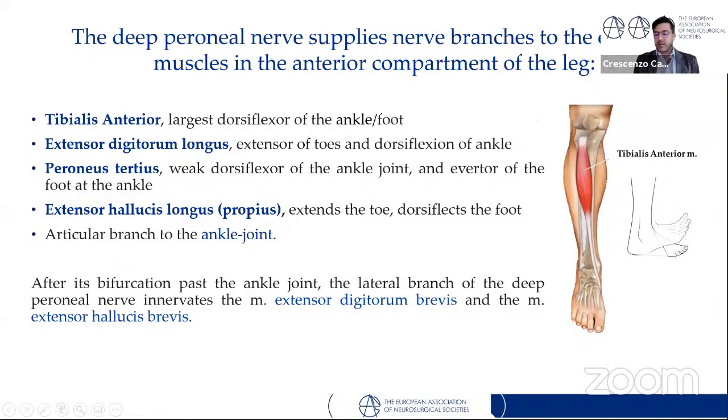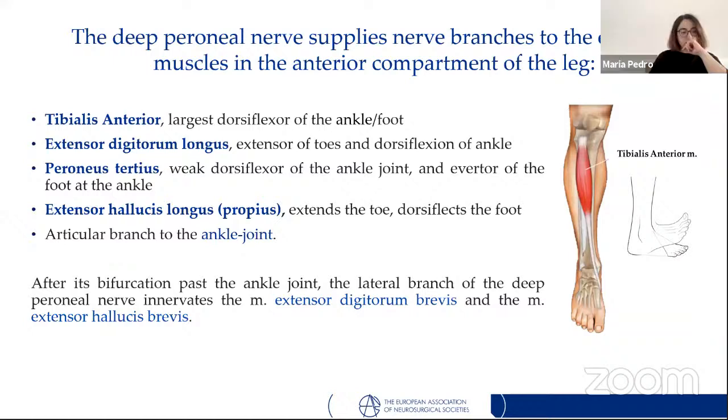The DPN can be considered analogous to the posterior interosseous nerve in the arm. In the same way, in the leg, the DPN supplies the branches for the extensor muscles of the leg, such as the tibialis anterior, which is the biggest and largest dorsiflexor of the ankle and of the foot, the extensor digitorum longus, the peroneus tertius, the extensor hallucis longus, and an articular branch directed to the ankle joint.